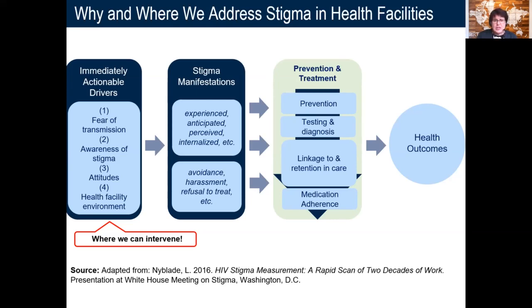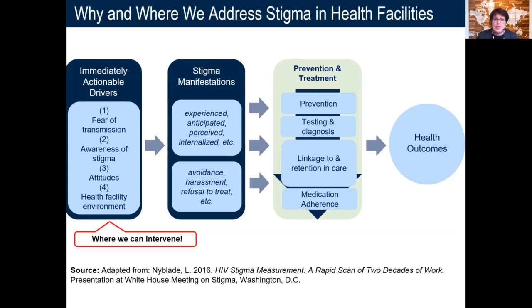One is fear of transmission. So as Anne had laid out, one of the things that drives certain types of stigma, especially around health conditions, is the fear of transmission or acquisition of the infection. And we see that this can be a very powerful driver of stigma, particularly in healthcare facilities where health workers are engaging and providing services where transmission could be a possibility for some conditions.